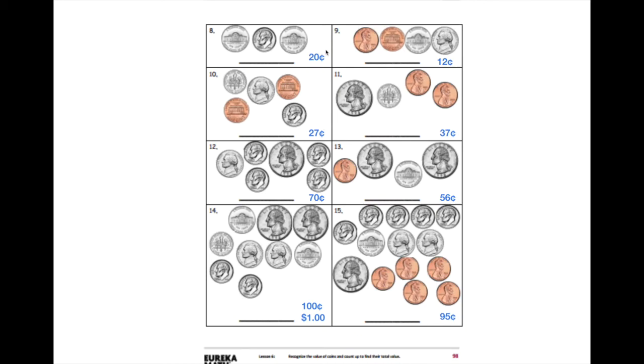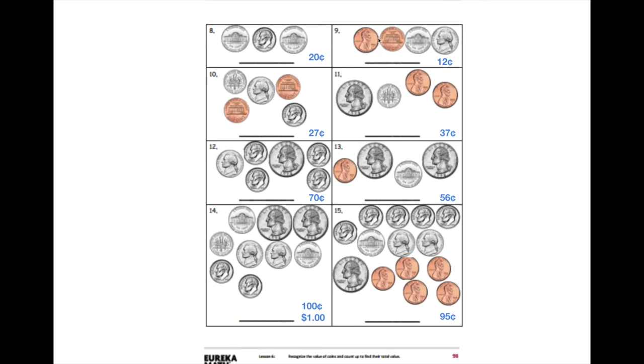So starting with number 8, I see my largest is a dime. So I'd start with that 10 cents, and then I see 2 nickels. And I know that 5 plus 5 is 10. So I know that 2 nickels is equal to 10 cents. So I have 1 dime, which is 10 cents, plus another 10 cents for my 2 nickels. So I have 10 plus 10 is 20 cents.